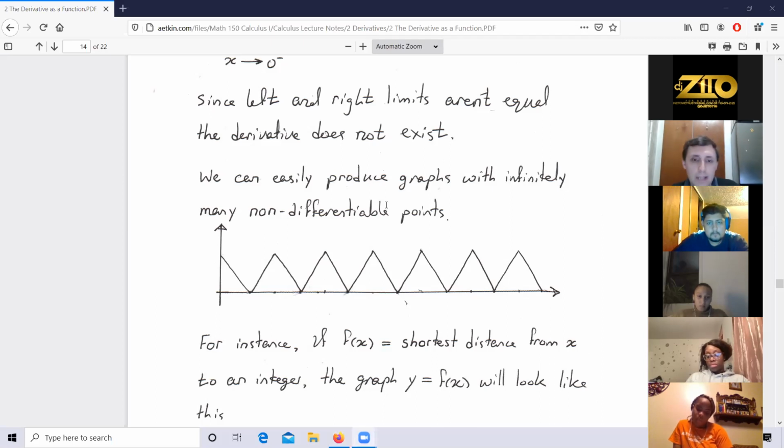So all you have to do, guys, to see a non-differentiable function is go to the New York Aquarium, right?